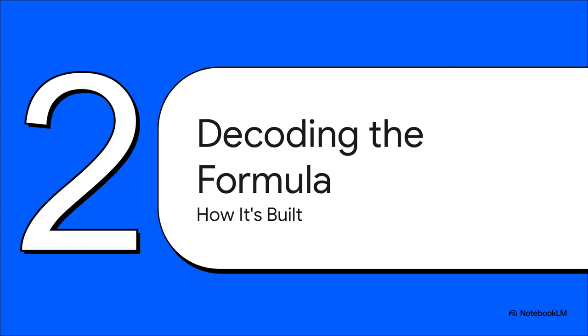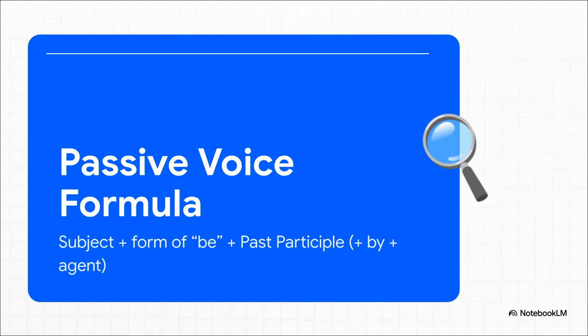Okay, so how is this little magic trick actually done? Well, the formula is surprisingly simple, and I promise, once you see the pattern, you are going to start spotting it everywhere. Let's break it down. This right here is the engine under the hood. Pretty much every passive sentence follows this basic structure. You've got the subject, which is really the thing receiving the action. Then you have some form of the verb to be, like is, was, or has been. Next up is the past participle of the main verb, words like made, built, or seen. And that last little bit in parentheses, the by plus the agent, that's the key. It's optional, and leaving it out is where all that mystery comes from.